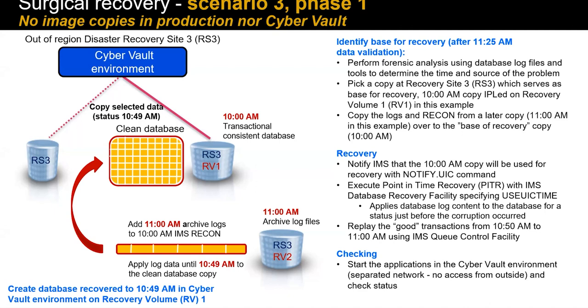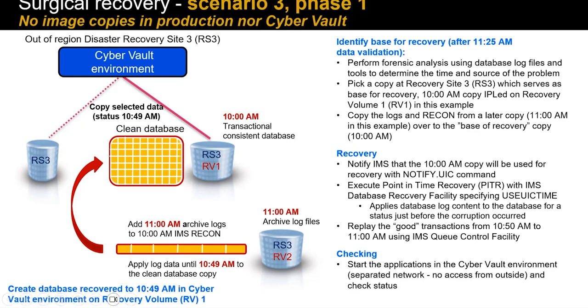So again, I identify the base for recovery. I perform my forensic analysis. I determine that the 10 a.m. copy is good, the 11 a.m. is bad, and I'm able to copy the logs and the recon from the 11 a.m. copy over to the base of recovery, right, over to my 10 a.m. system. I'm going to notify IMS that the 10 a.m. copy is going to be used for recovery. I'm going to execute a point-in-time recovery.